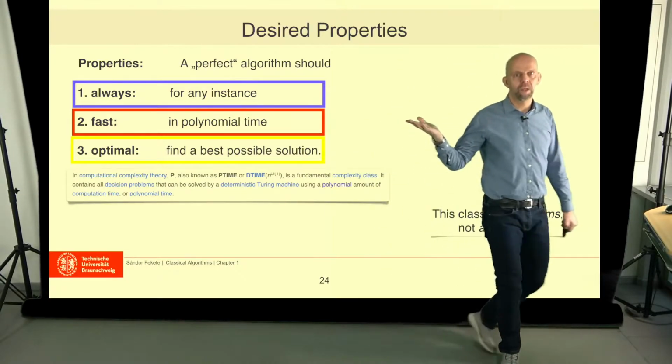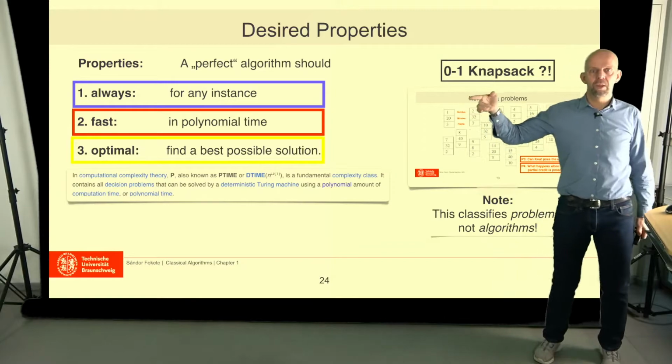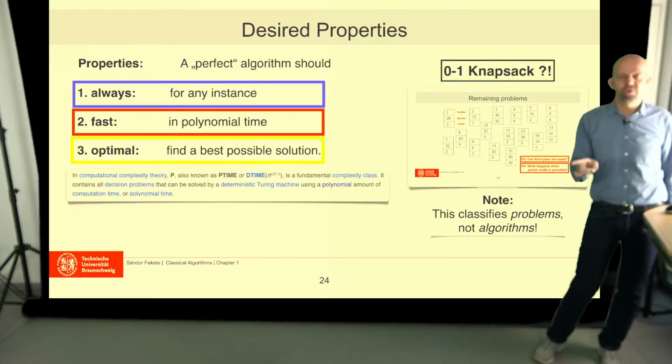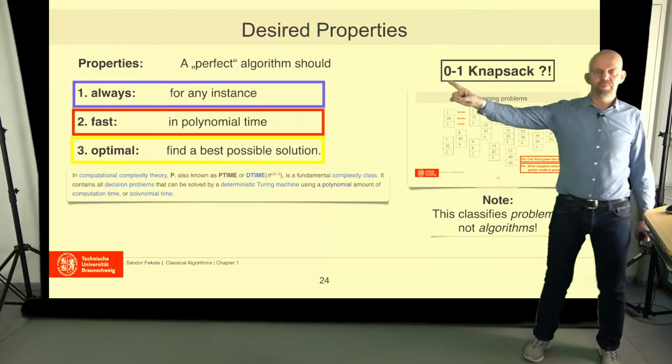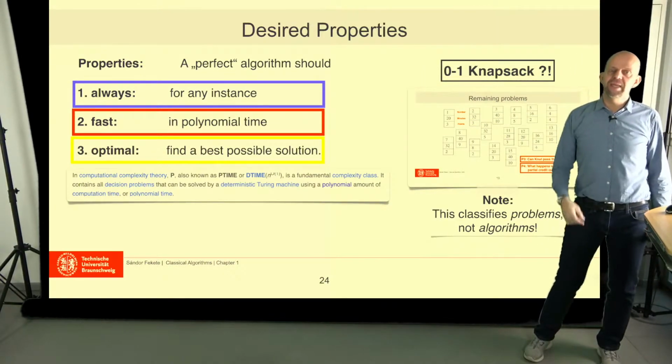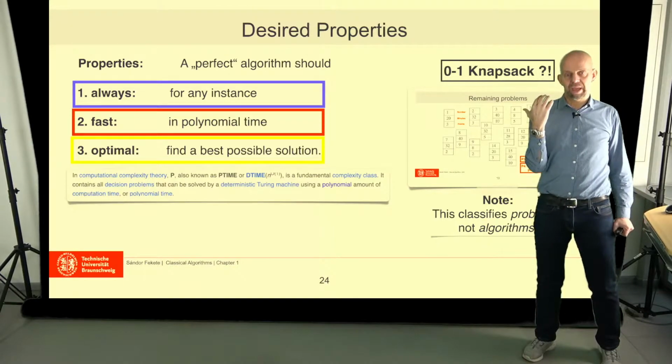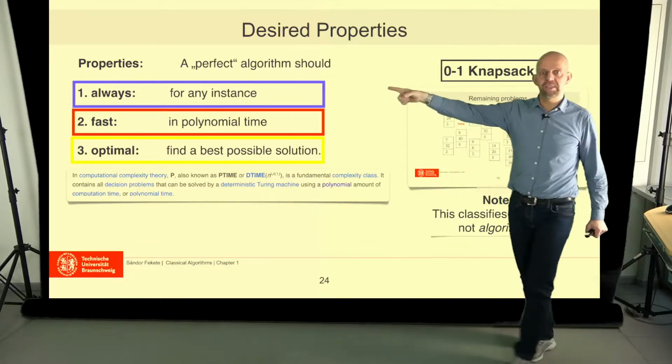So here is, when you remember the previous slide that I showed you a few minutes ago, this problem, 0-1 knapsack: is there or is there not an algorithm that has these properties?